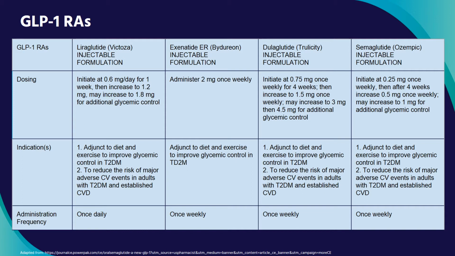Liraglutide is given once daily to affect both fasting and postprandial blood glucoses. Once weekly semaglutide injection, exenatide extended release, and dulaglutide also affect both fasting and postprandial.